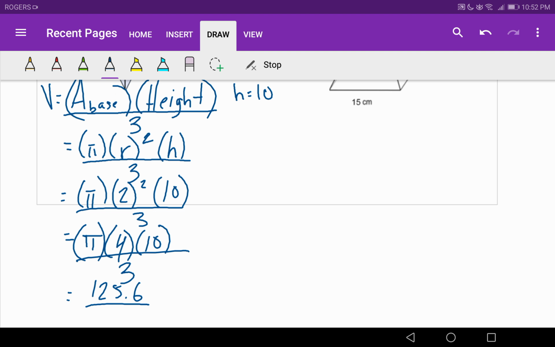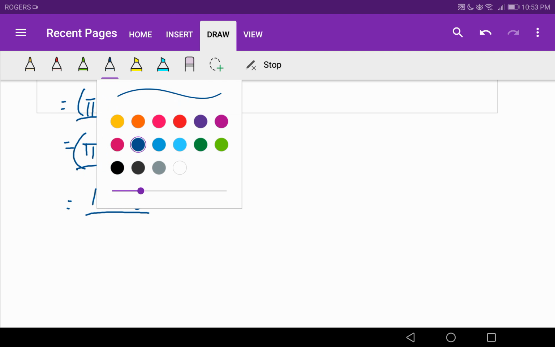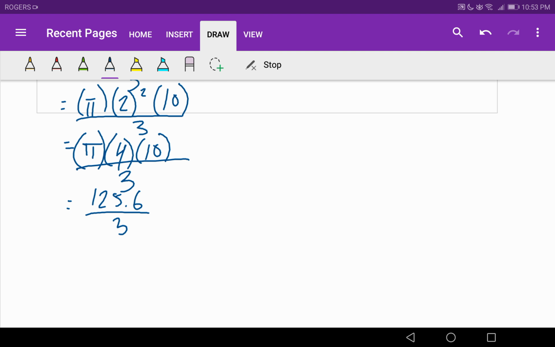You might be saying, but sir, why are we rounding to 1 decimal place? I'm not rounding my final answer. I'm just keeping decimal places within the question to make my final answer more accurate. All right, my final answer, I'll have no decimal places. So this is, don't forget, divided by 3. 125.6 divided by 3. Round it to no decimal places is 42 centimeters cubed because we're dealing with volume. All right, 42 centimeters cubed approximately because we rounded.